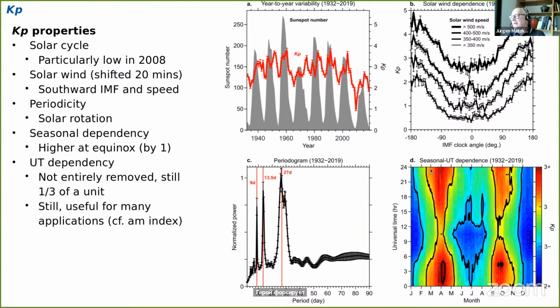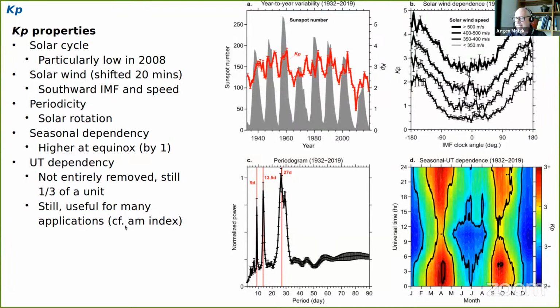But this dependency actually is not very large. It's only a unit of 1/3, and it shows that the local time corrections done for the individual stations is not perfect in this process of producing KP.